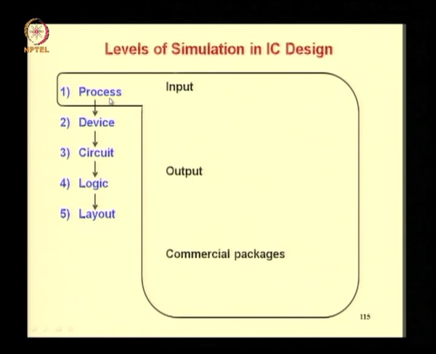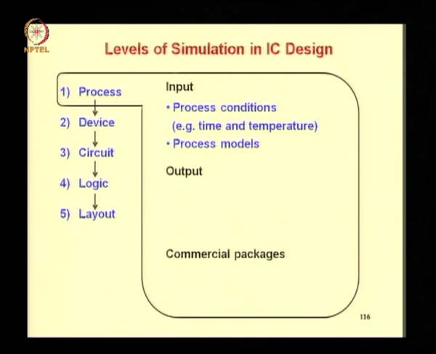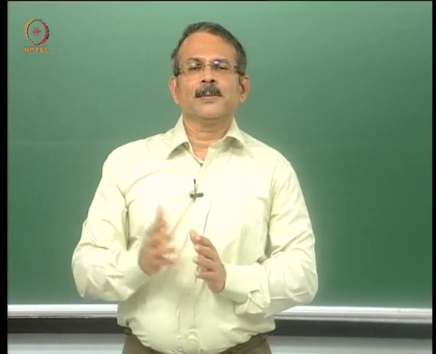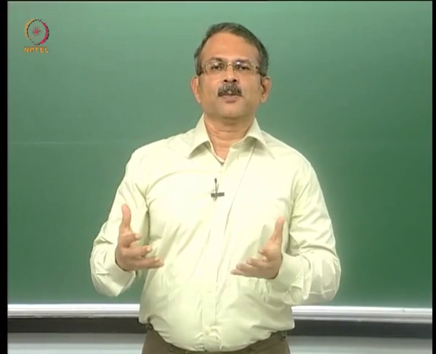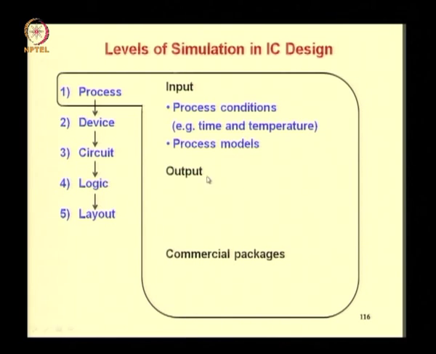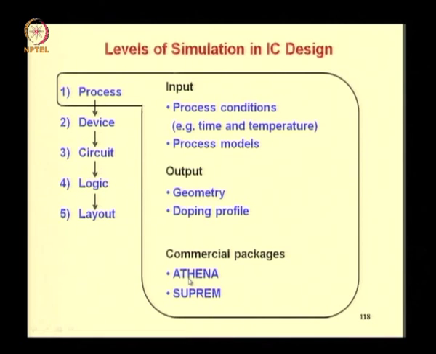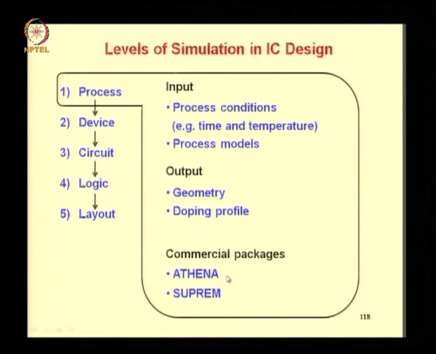In process simulation, the input is process conditions such as time and temperature, and process models. Our course will not discuss these models. These models can be discussed as a part of some other course such as VLSI technology or process modeling. The output of process simulation is device geometry and doping profile. So you get the structure at the end of this process simulation step. The commercial packages which are doing this kind of simulation are Athena and Supreme. There are some other examples too.